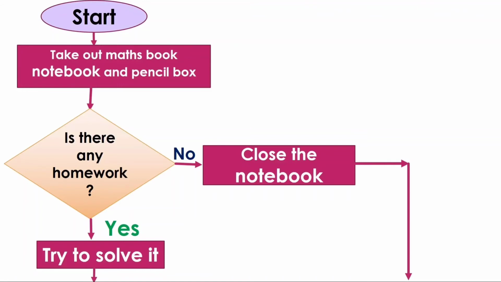If yes, then try to solve it. And if no, then see what happened. Now see the no side, it is pointing to the right side. Okay, means if no, then we have to move to the right side. What is it? It is written in the rectangular box: close the notebook. Is there any homework? No, there is no homework. Then we have to close the notebook. And this is not the end. We will move to the downside.